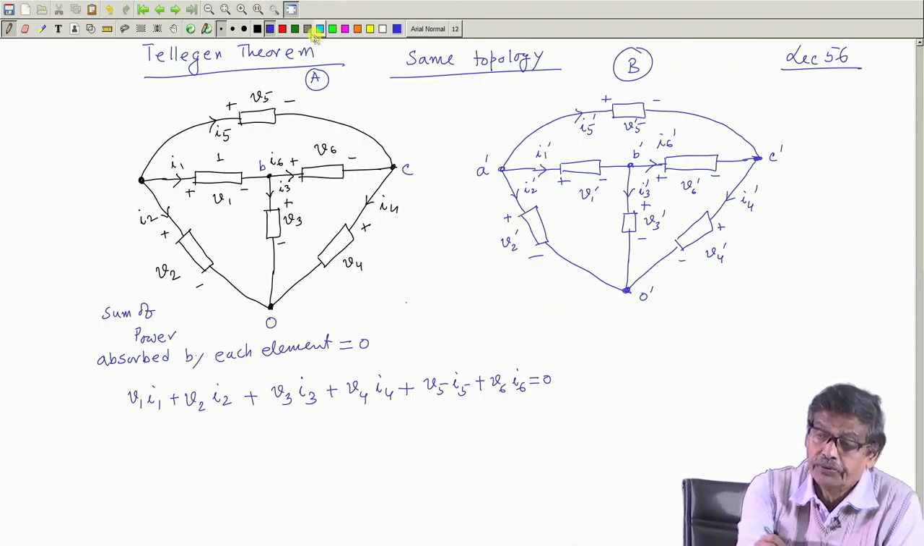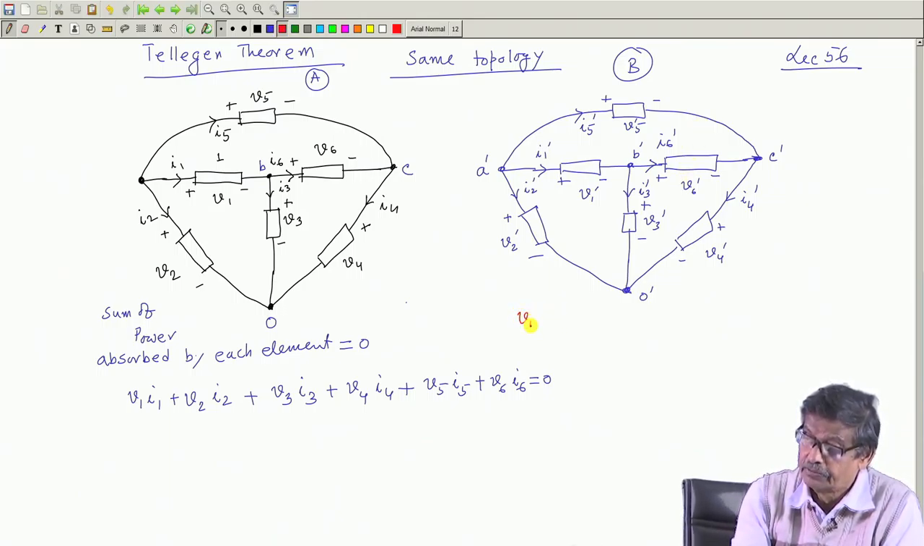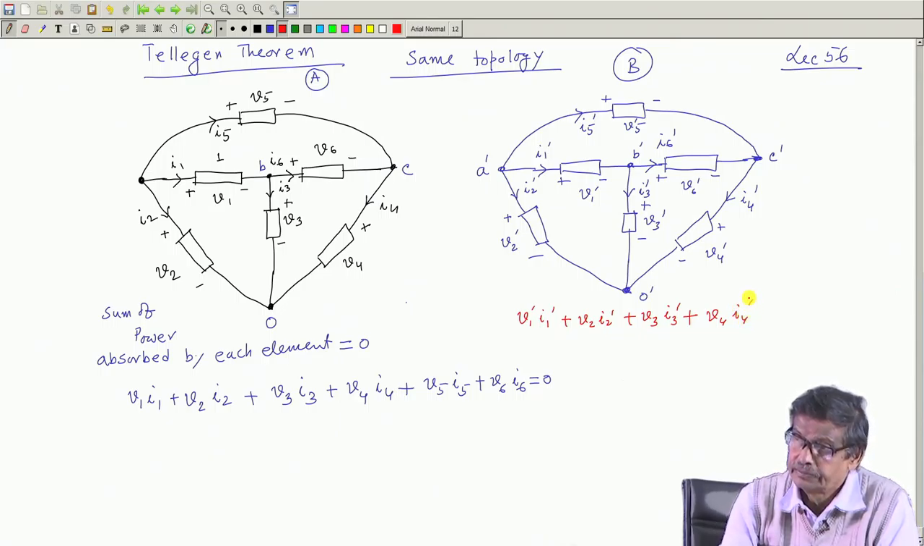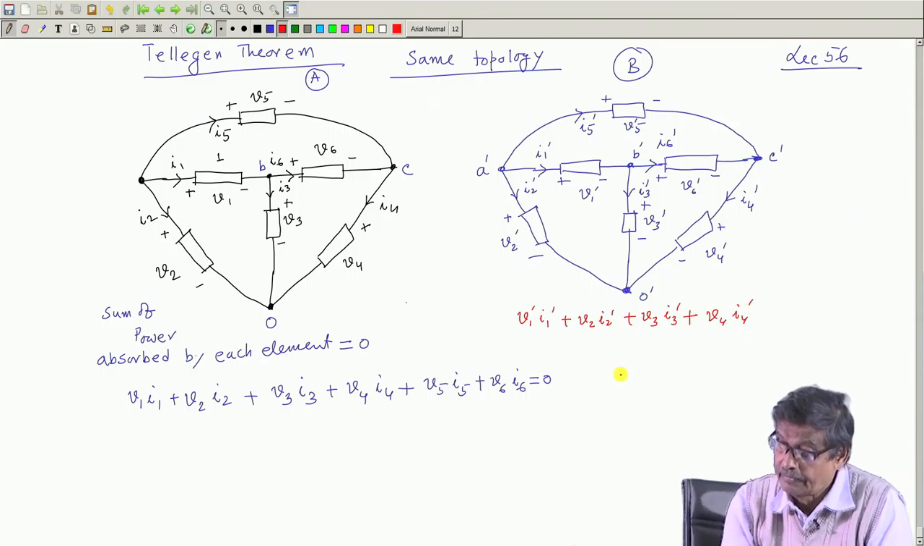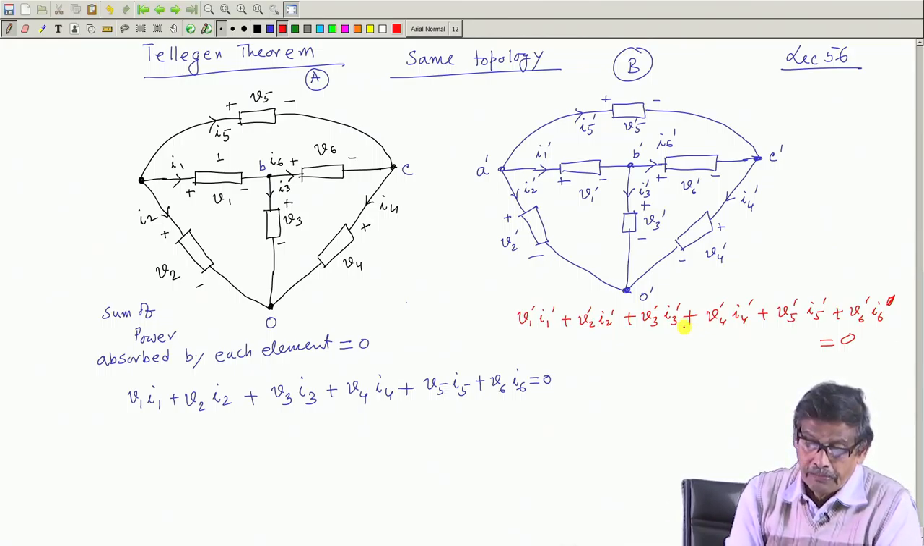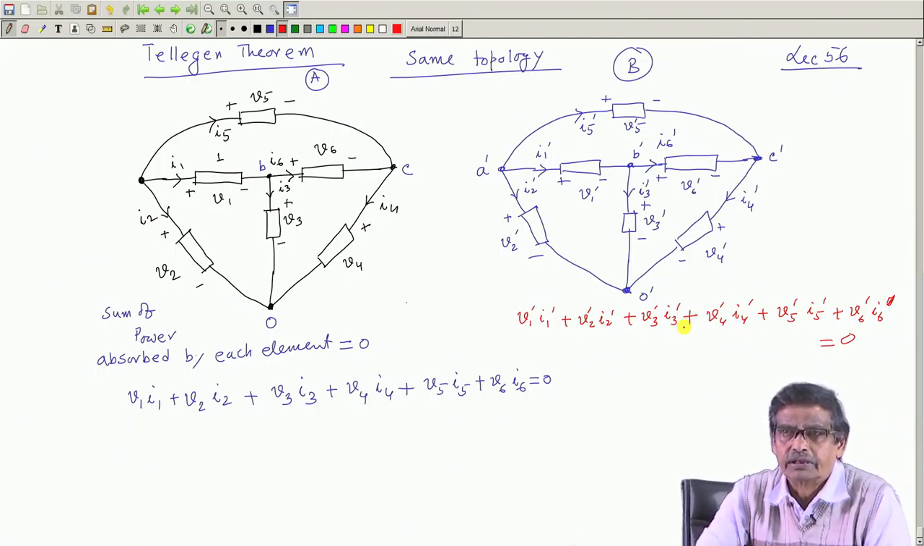Therefore, for network B a similar equation will be V1 dashed I1 dashed, absorbing power, all the elements are, that is how I have assigned the directions, plus V2 dashed I2 dashed plus V3 dashed I3 dashed plus V4 dashed I4 dashed plus V5 dashed I5 dashed plus V6 dashed I6 dashed. That will also be 0, why not? Separate network. So, this is the power balance equation for each of the networks, and nothing surprising about this.